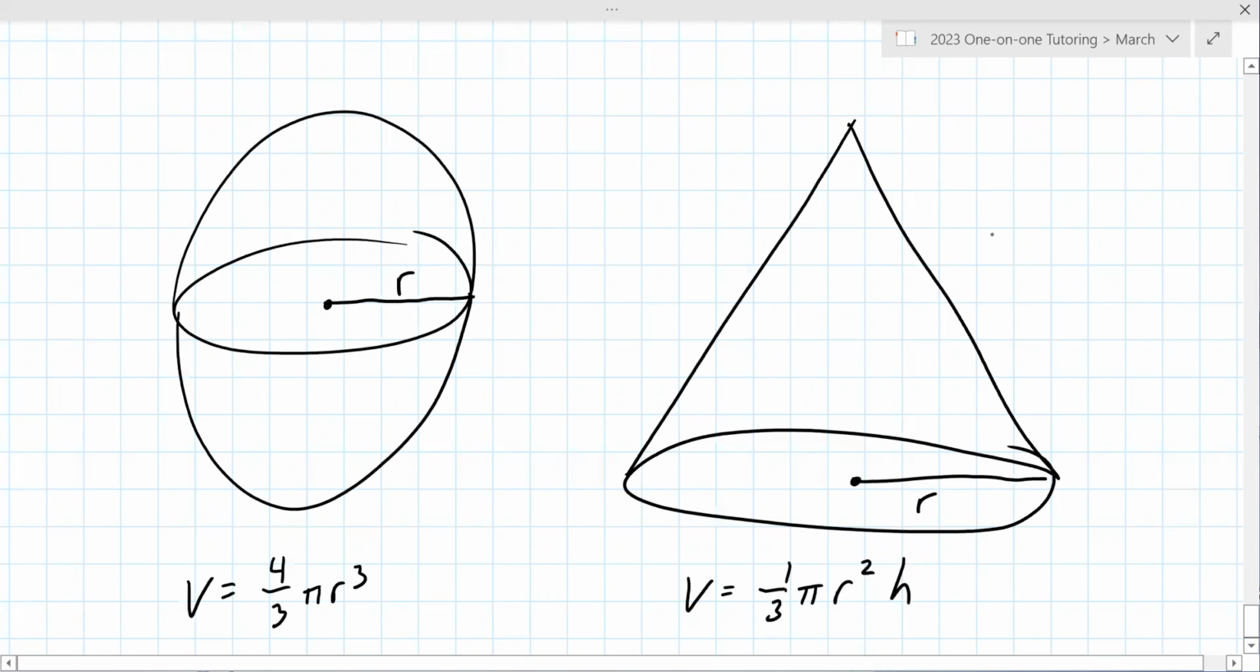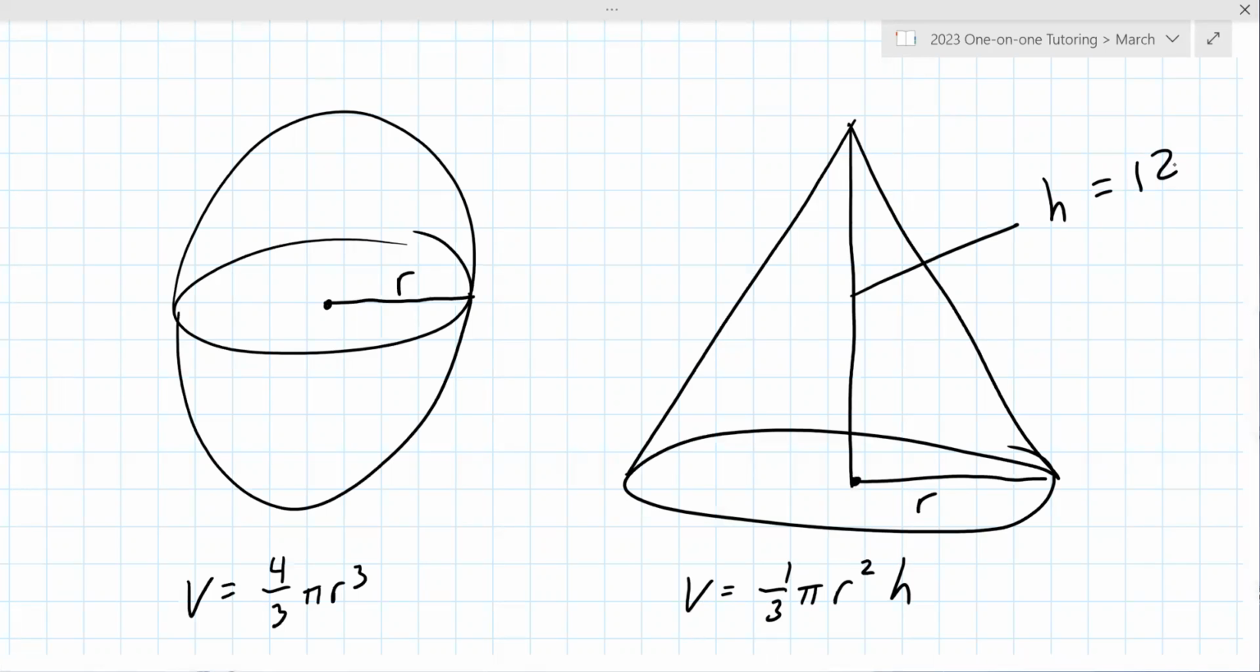So let's say the h is given as 12. Can you find the radius that makes these both have the same volume? Yeah, so you just set them equal to each other, right? You can't solve for the volume, but you set them equal. So 1/3 pi r squared times 12 is equal to 4/3 pi r cubed.